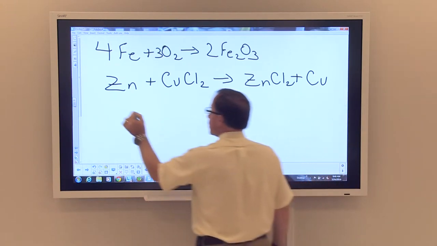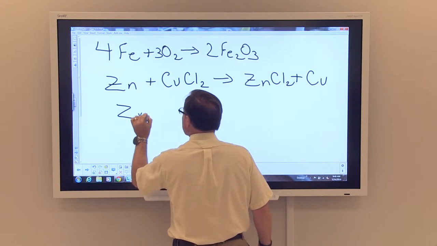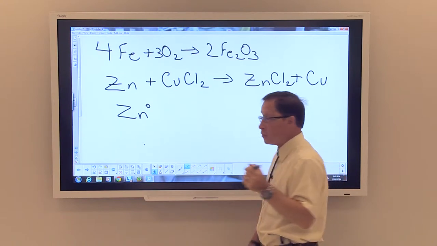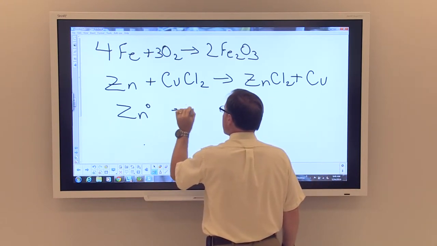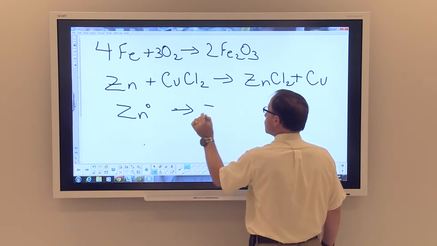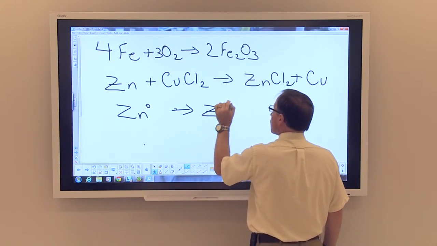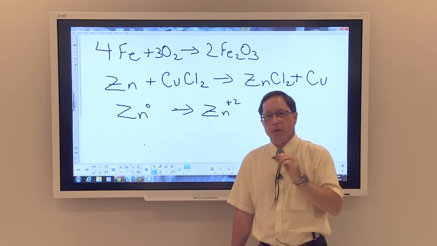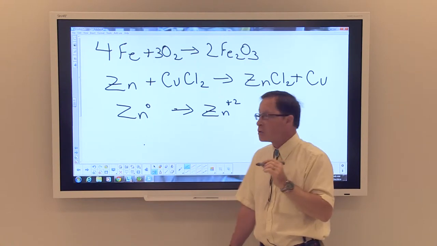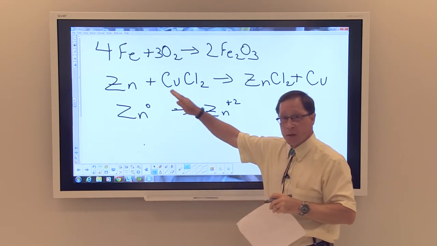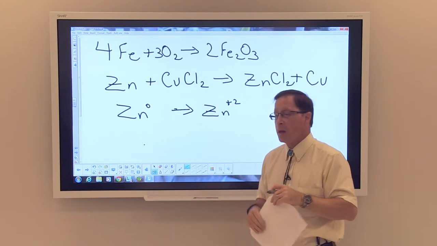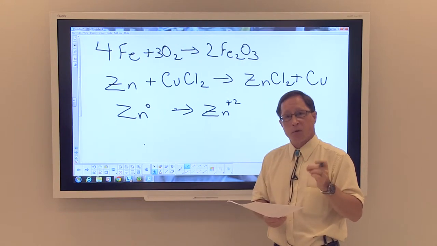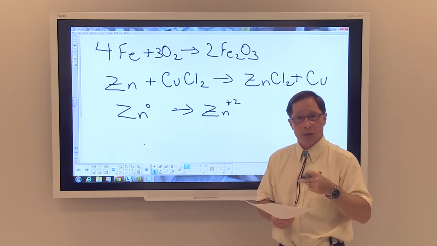The first thing is that zinc is going from an oxidation state of zero, which is its natural state, to zinc plus two. One of the things that we need to remember when we write these reactions, this is called a half reaction because it illustrates half of the process. And the reactions have to be balanced electrically. In other words, the charge has to be the same on both sides of the reaction.